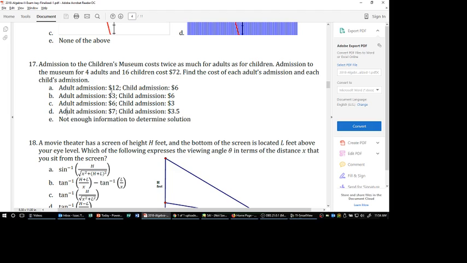So if I look at the choices, choice A is possible because the price for adult is twice what it costs for a child. But choice B is not possible. Adult ticket's not twice as much as the child ticket. Choice C is possible. The adult ticket's twice as much as the child ticket. And even choice D is possible. So just from that first statement, I can at least throw out choice B. Second statement says that 4 adult tickets and 16 children tickets cost $72.